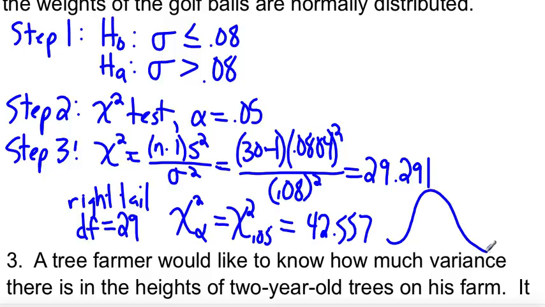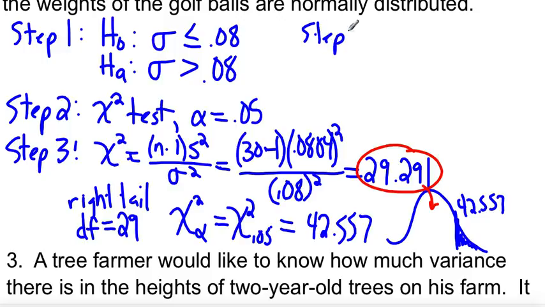So let's take a look at what this looks like. This is a right-tailed test. So here's our shaded region, and this value right here is 42.557. So anything that we get that's above that would be in the rejection region. Our value is 29. That is clearly not in the rejection region. So our step 4, since we're not in the rejection region, we are going to fail to reject.